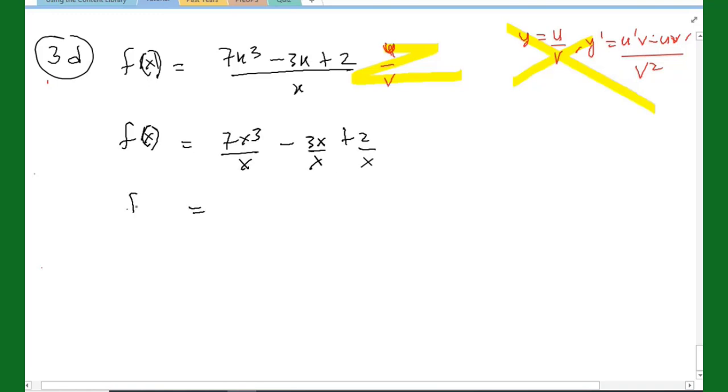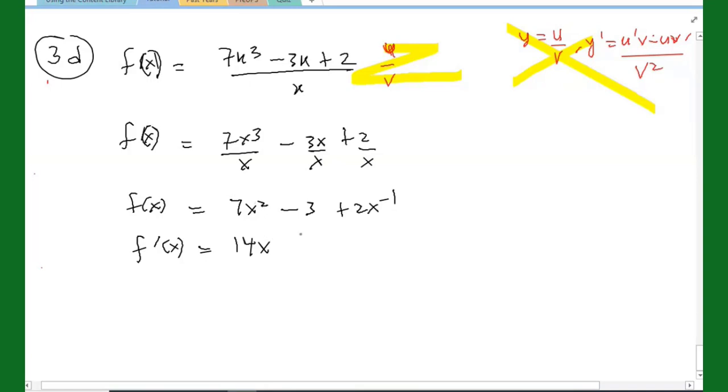Then here just simplify. We haven't differentiated. So x squared minus 3 plus 2 bring up as 6. So next, then differentiate. Once you differentiate, then f prime of x. 14x, this is the power rule.